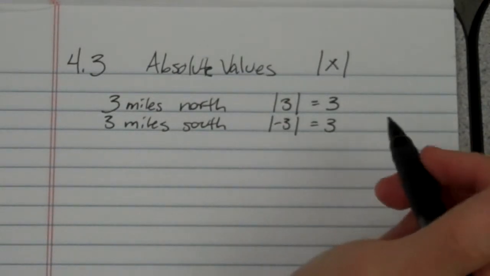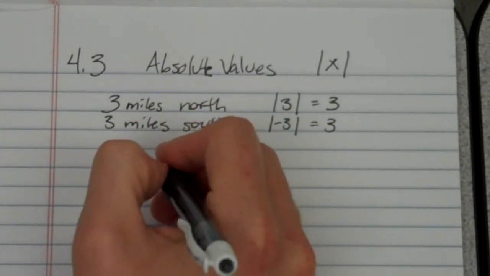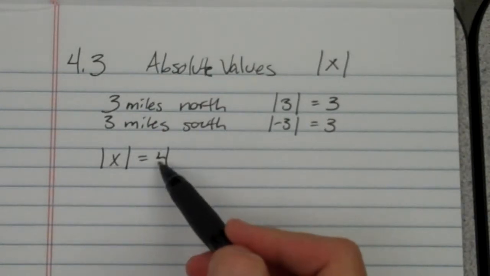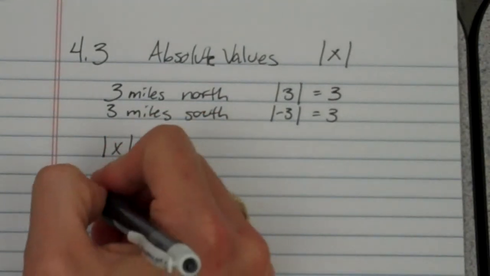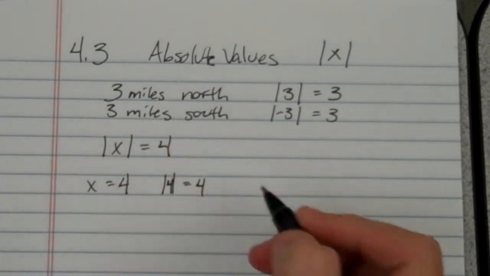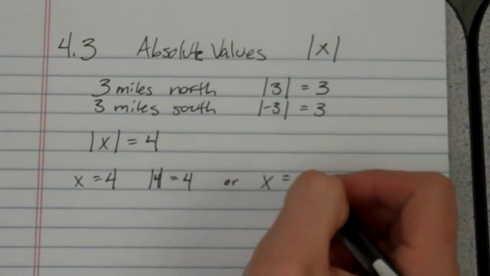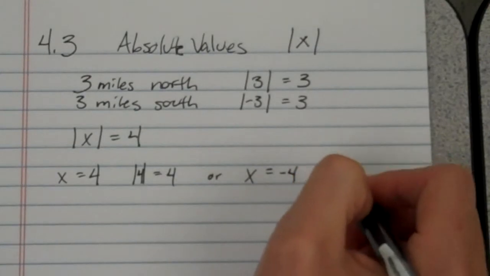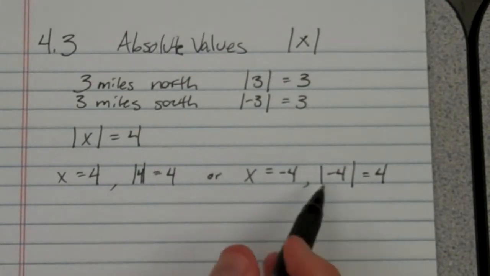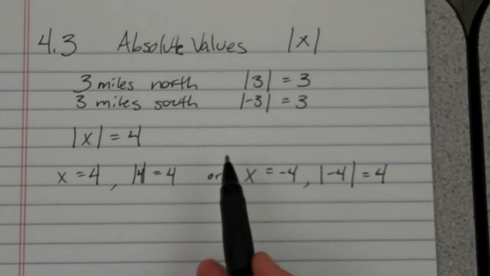Now, we can use this to solve certain things. For example, if I say that the absolute value of x equals 4, what are the two things that I can put in here that would give me a positive 4? Well, x could equal 4 because the absolute value of 4 equals 4, or x could equal negative 4 because the absolute value of negative 4 equals 4. Okay? So this is the heart of solving equations that use absolute values.